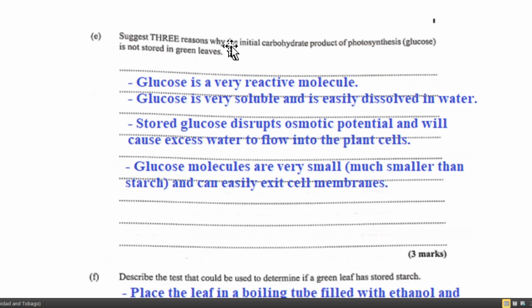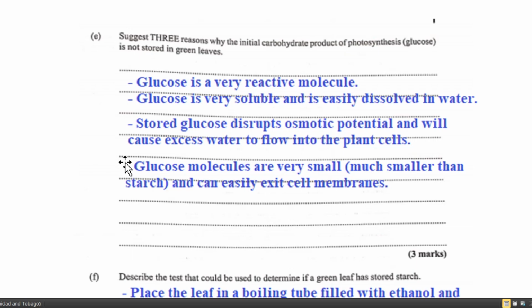Suggest 3 reasons why the initial carbohydrate product of photosynthesis, which is glucose, is not stored in green leaves. Remember, say starch is stored, so why not glucose? Well, this is because glucose is a very reactive molecule, right? It is soluble and is easily dissolved in water and easily transported around, but it's very reactive. And what happens here is that because they are so small and much smaller than starch, they can easily exit the cell membranes as a result.